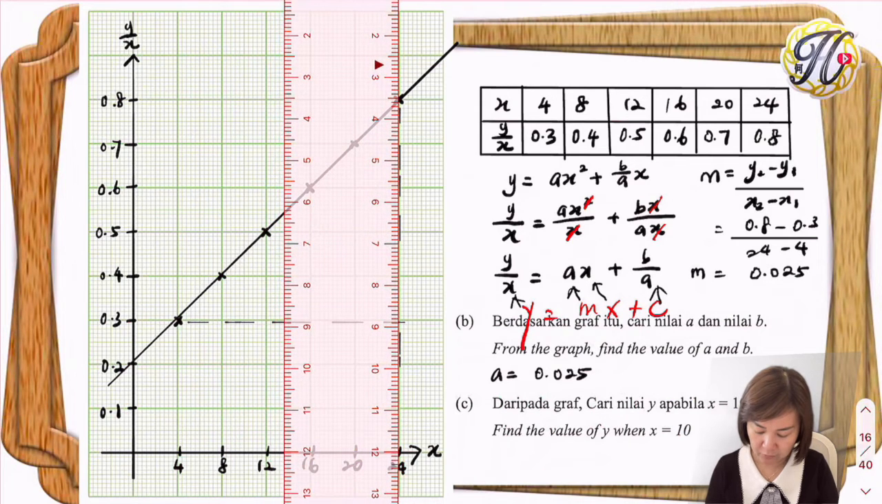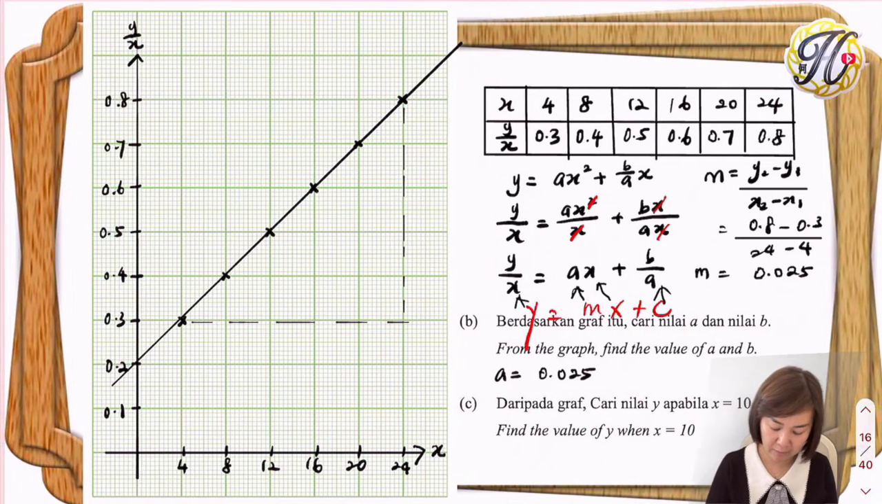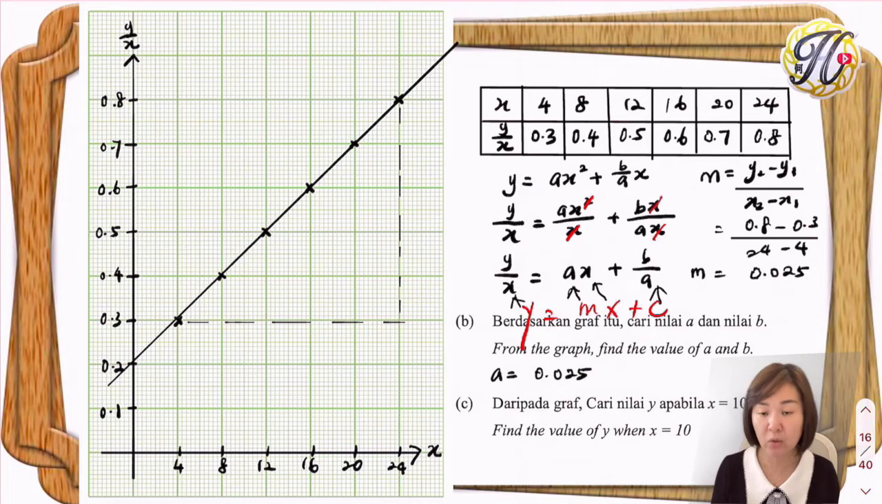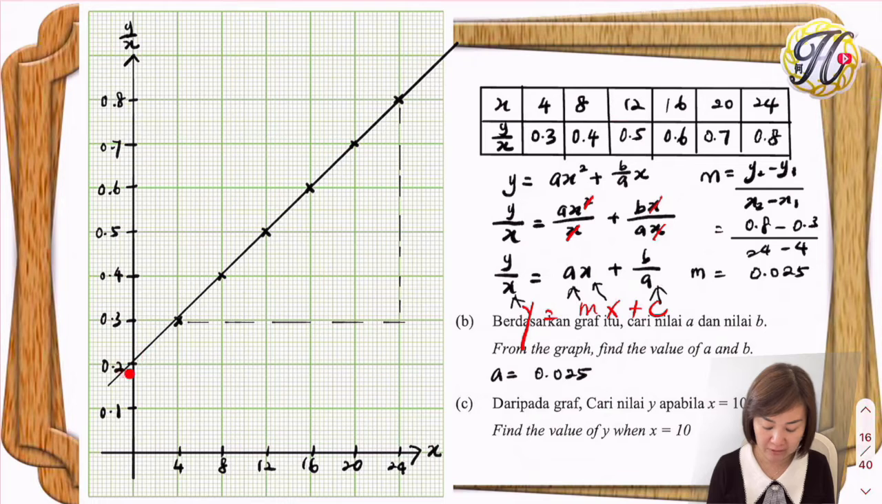This one. Boleh tunjuk dekat sini macam mana kamu dapatkan kecerunan pun boleh. Sini. Okay, y2 kita ambil 0.8 bahagi dengan tolak dengan 0.3. Lepas tu bahagi dengan 24 tolak dengan 4. So dah dapat m. Dan untuk c pula, okay, di sini c pula kita boleh baca dari sini. Okay, 0.2 is our intercept of y.